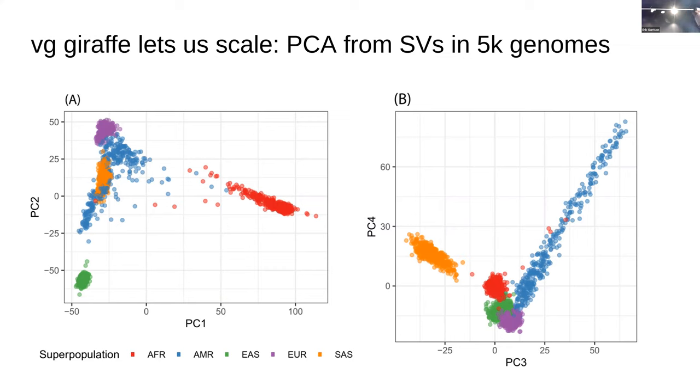And this is done just with the structural variants. And so it shows that the structural variants are behaving the same way as the SNPs in an aggregate sense. And that was the first time we've been able to do this study at scale, because before this, it was very difficult to accurately get genotypes for structural variants.